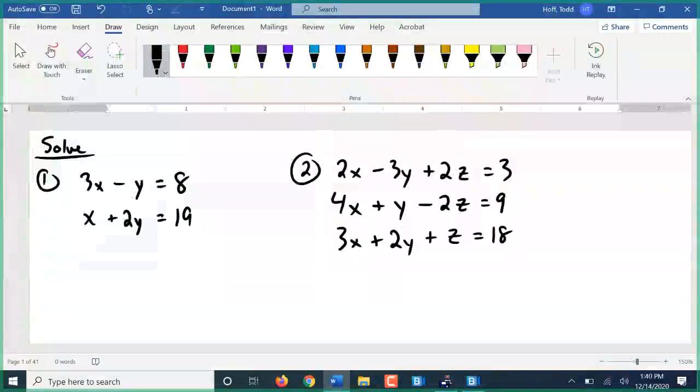Some of you might not quite be finished yet, but that's okay. Let's go ahead and take a look and see how these are going for you. So for number one here, this one I'm going to go ahead and use Cramer's rule on it.